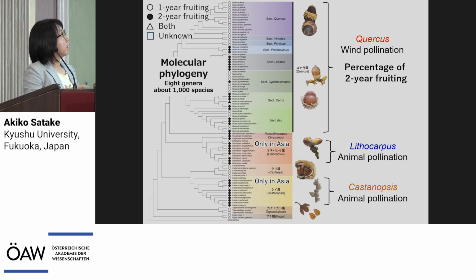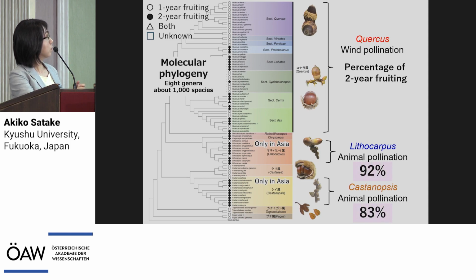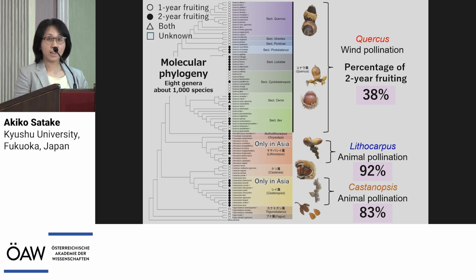We collected flowering and fruiting data in diverse species in Fagaceae and found an interesting relationship between the percentage of two-year fruiting species and the genus. We found that Lithocarpus and Castanopsis, both animal-pollinated genera, include a lot of two-year fruiting species: 92% and 82%. But in the wind-pollinated genus Quercus, only 38% are two-year fruiting.